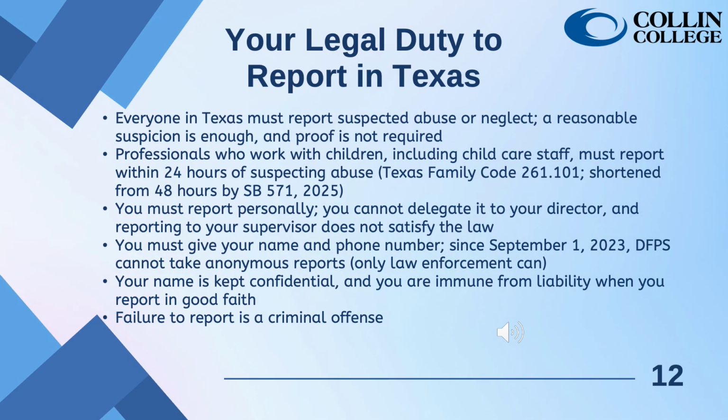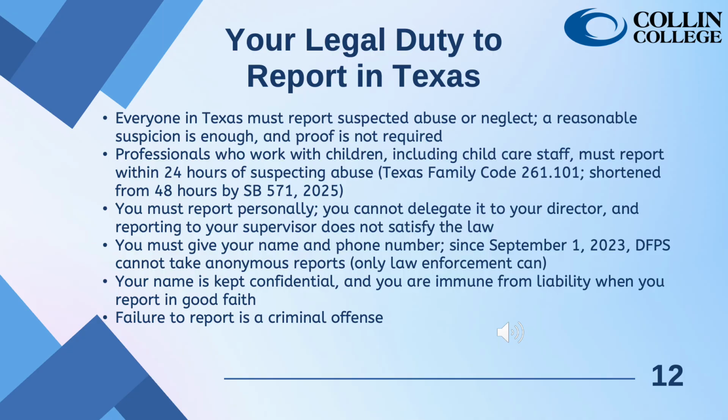Now, the part of this content that is not optional. In Texas, reporting suspected child abuse or neglect is mandatory for everyone under Section 261.101 of the Texas Family Code. You do not have to prove anything. A reasonable suspicion is enough, and you may report what a child or another person has told you.